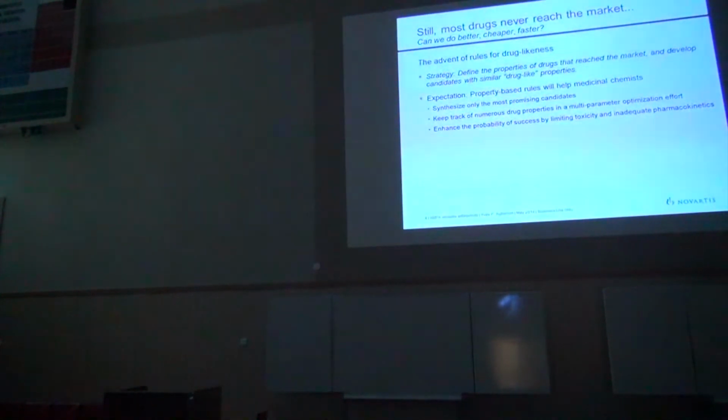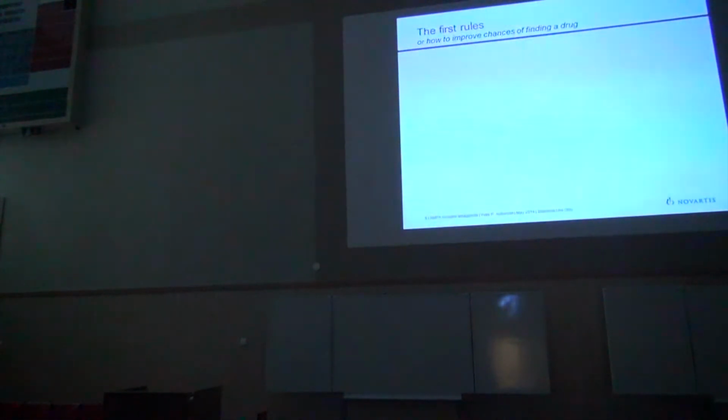So the expectation was that these property-based rules would help the medicinal chemist in 3 main different ways. The first one is to be predictive and allow to synthesize only the most promising candidates. Then it would give us a way of keeping track of the numerous properties that are followed in the multiple parameter optimization effort that is drug development, and then ultimately enhance the probability of success by limiting parameters that are difficult to predict, like toxicity or bad pharmacokinetics.